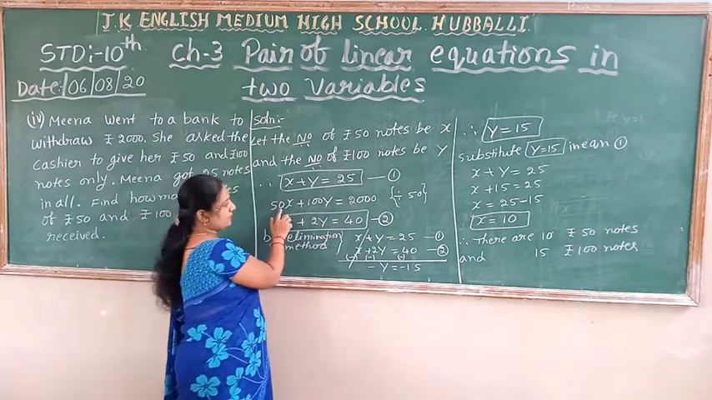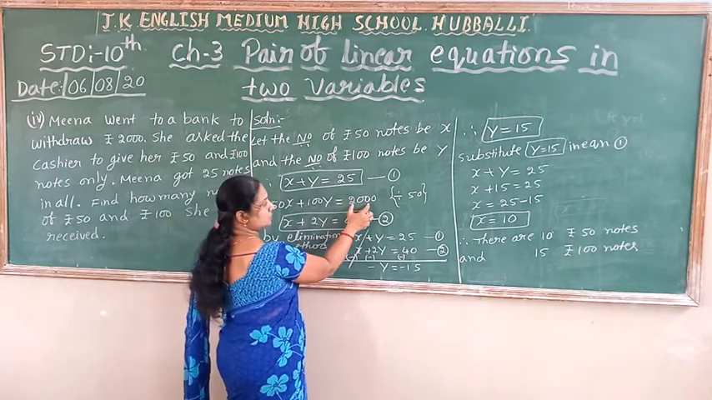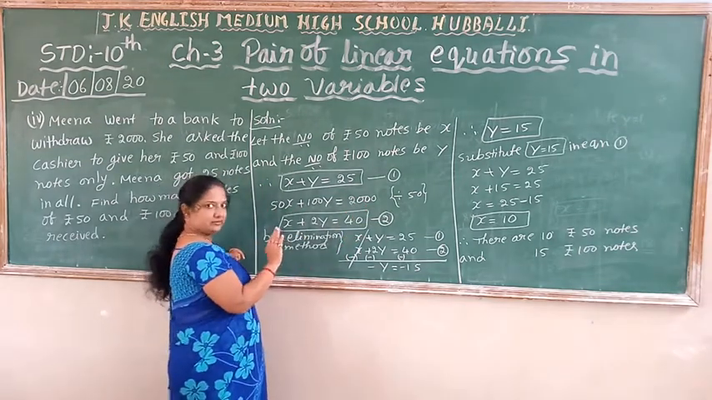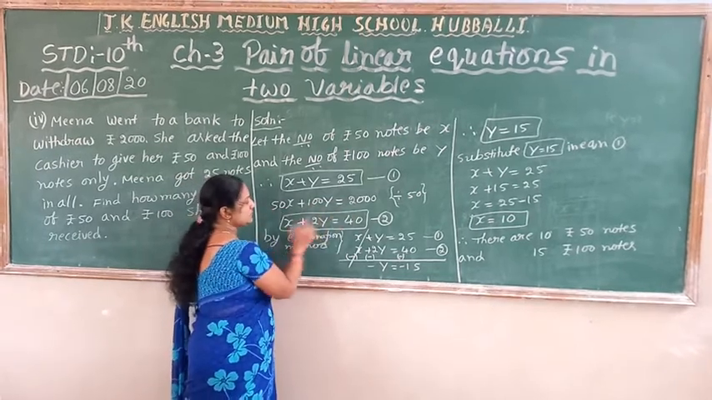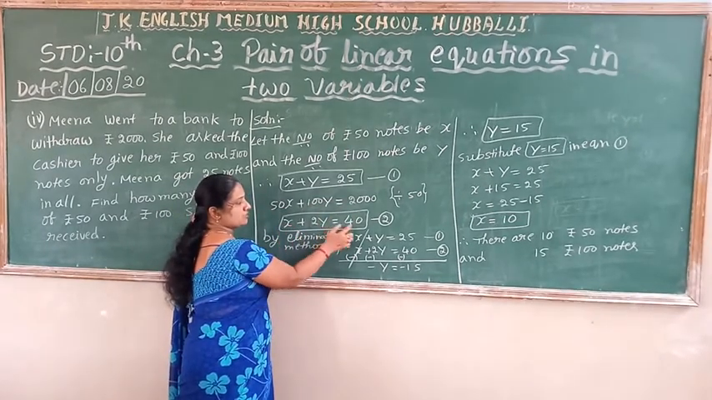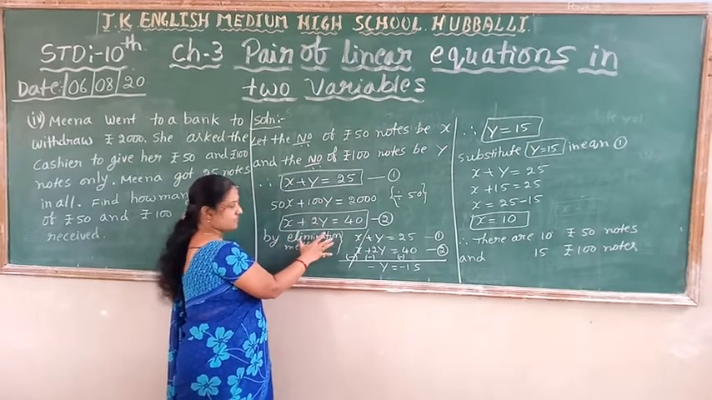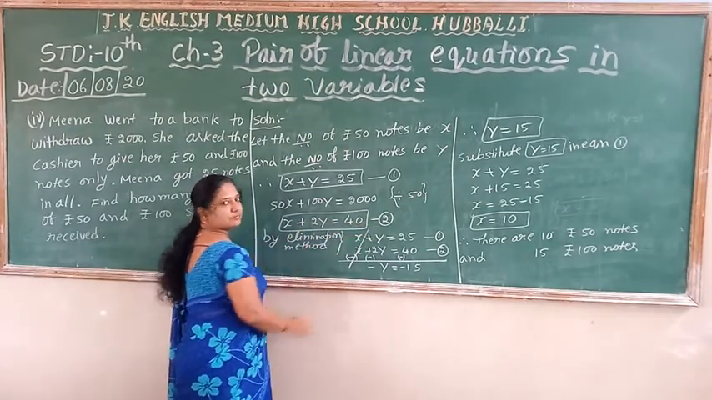Now 50, 100 and 2000 all go in the 50 table, so you divide all three terms by 50. You are going to get x plus 2y is equal to 40. So when I divide, I get the simplest form. You call this equation number 2.